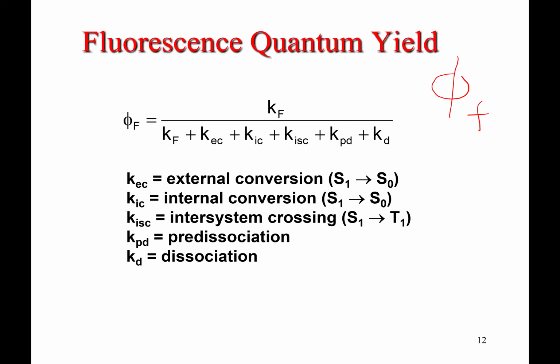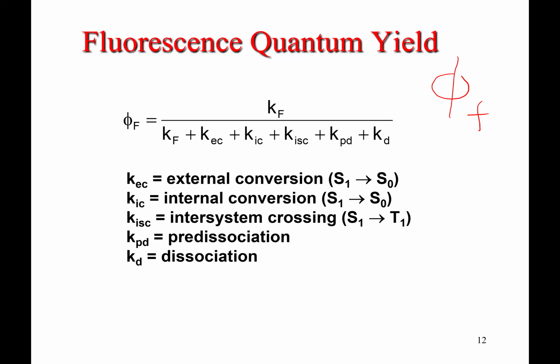So all these in the denominator are all the processes that we have talked about in order for a molecule or electrons to come to the excited state. What is it made up of? It's made up of the rate constant for external conversion, the rate constant for internal conversion, and intersystem crossing, which can occur. So that is what it is.